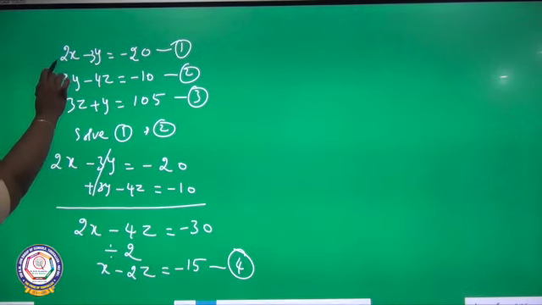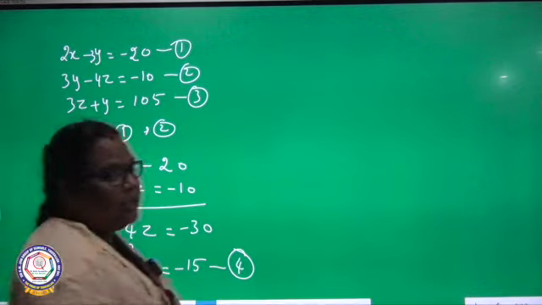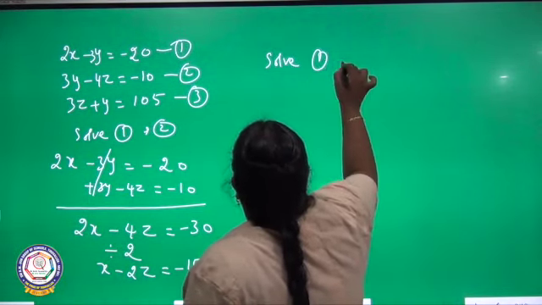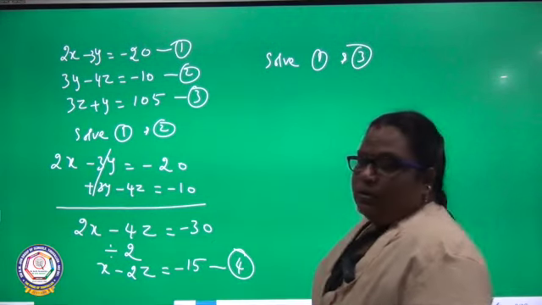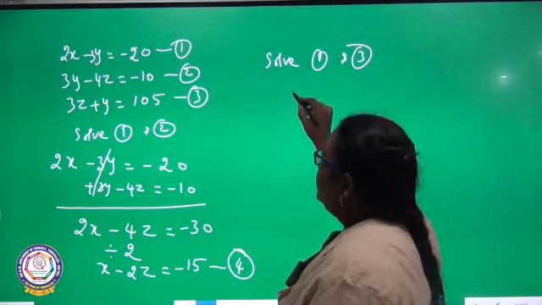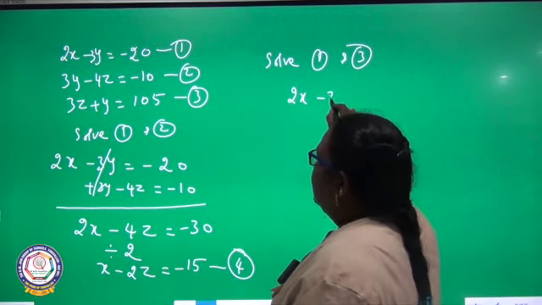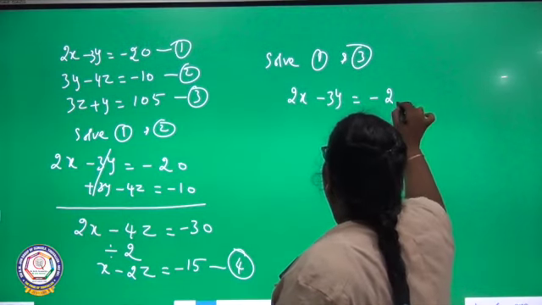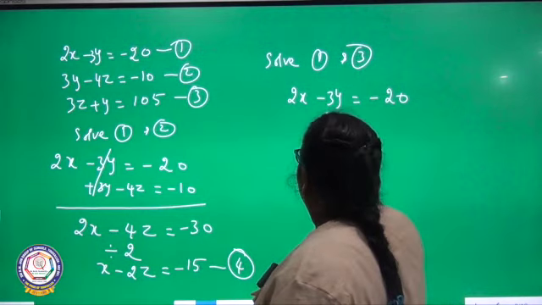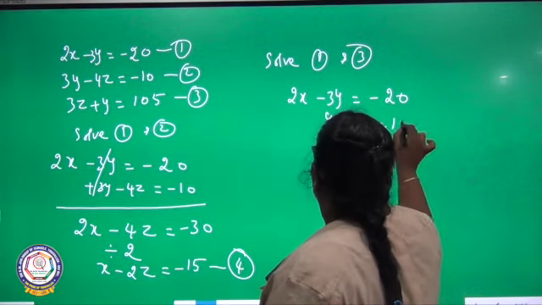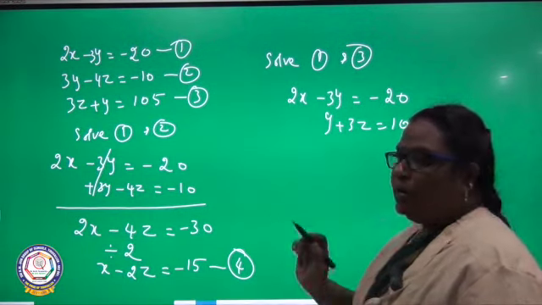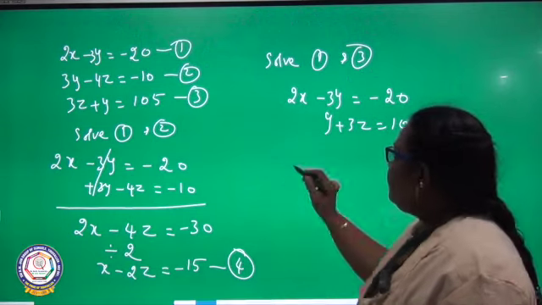Then you can solve the first and third equations. Solve 1 and 3. The first is 2x minus 3y equal to minus 20. What is the third one? See here, y plus 3z equal to 105.